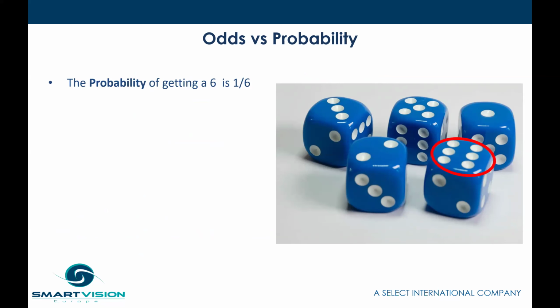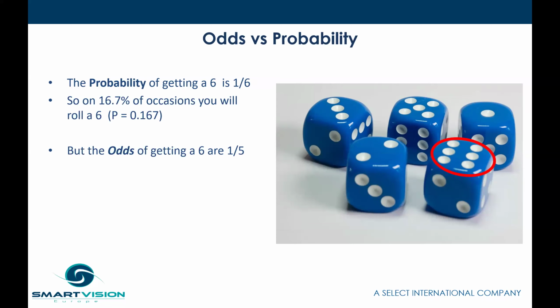If you roll a die and you're thinking, what's the probability of getting a 6? Well, it's 1/6. That works out as a percentage value of 16.7% of occasions. So it's saying that on 16.7% of occasions you will roll a 6. That's the probability. You get 1 out of 6 possible outcomes, so there's only one 6.